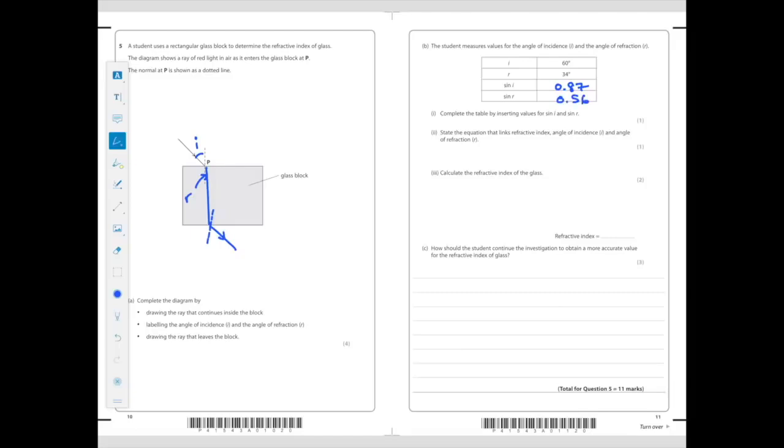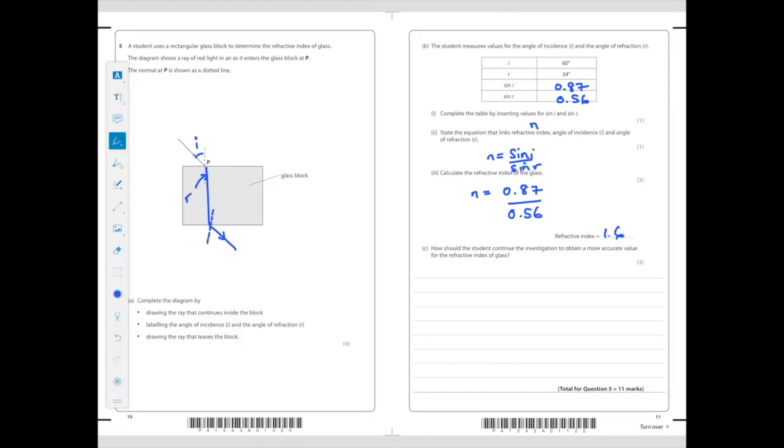State the equation linking refractive index, angle of incidence, and angle of refraction. So remember, refractive index is given by n. So it's n equals sine I over sine r. So in terms of calculating refractive index, sine I is 0.87, sine r is 0.56. And when you've put that into your calculator, you get a value which is 1.6 to two significant figures.